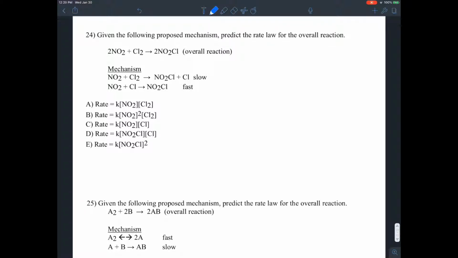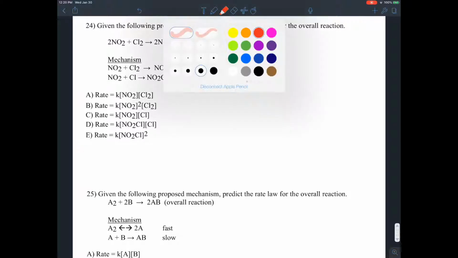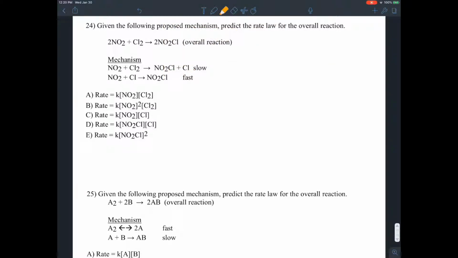So let's get started. Given the following proposed mechanism, predict the rate law for the overall reaction. We're given an overall reaction, as we see, and an established mechanism. When we look at a mechanism, we need to look at a couple things, and in particular, whenever on the sides and the margins here, if it's a fast or if it's considered a slow step. Now, you've probably heard this before, but the slow step is the rate determining step.